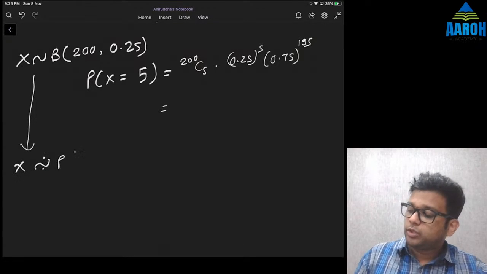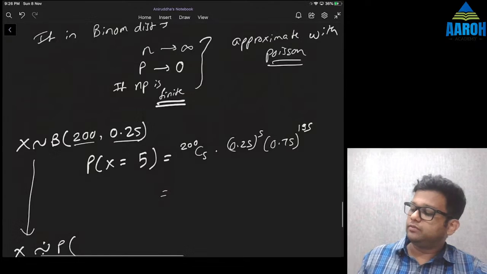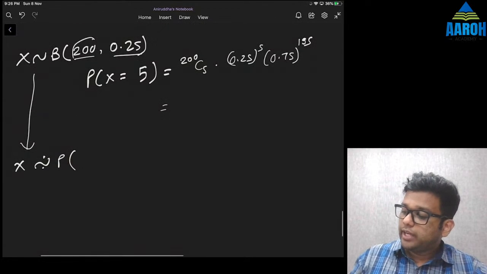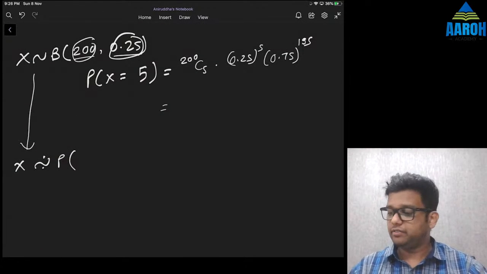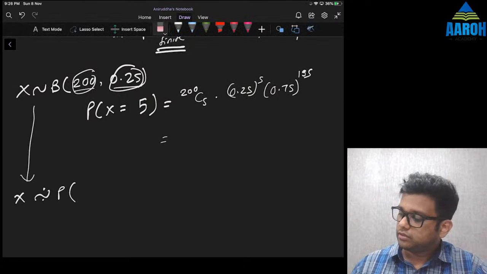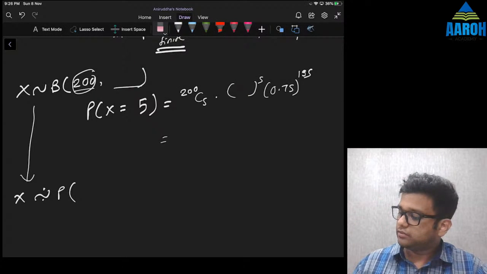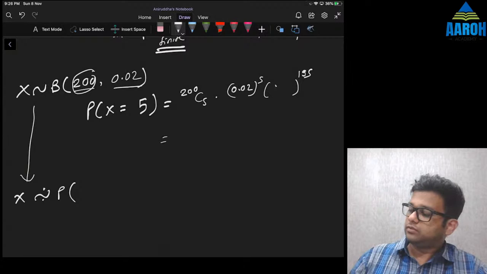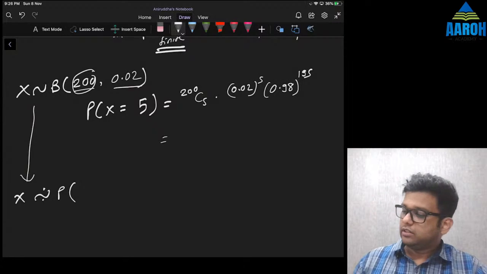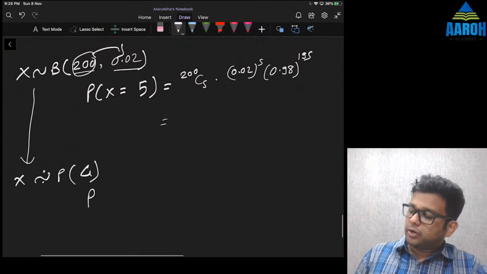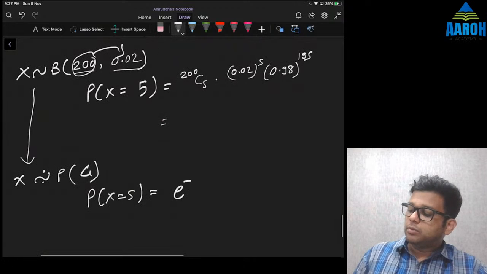Let's say X approximately follows Poisson distribution with parameter n into p. In this case, m is approximated as n into p because that is the mean of both the distributions. Now n into p is 200 into 0.25. In fact, instead of 0.25, let's take a very low value, even lower, so it will be easier for us to calculate. Instead of 0.25, let's take 0.02. So 200 into 0.02 is how much? 4. So now we can calculate probability that x is equal to 5 as e raised to minus m into m raised to x upon x factorial.